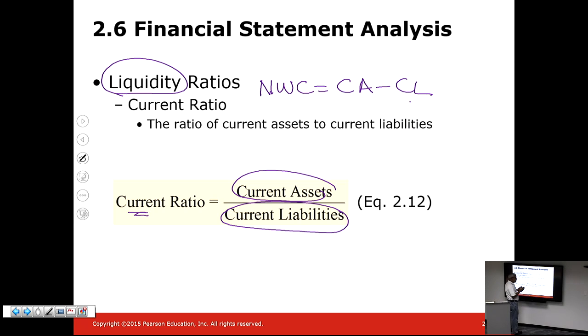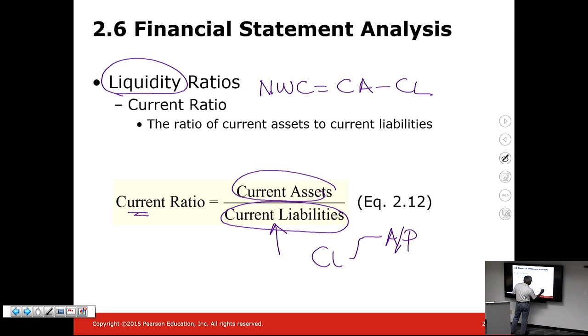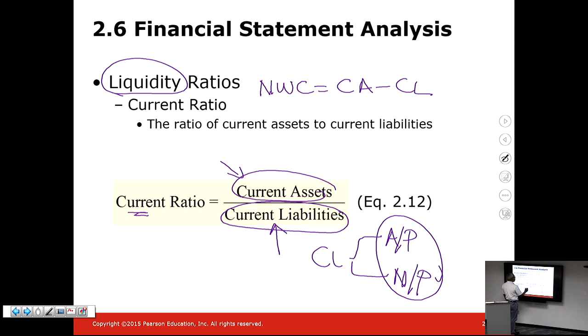Essentially it is telling us, do I have enough cash, enough liquidity on hand to service my short-term liabilities? Because what is current liability? Current liability generally is accounts payable and notes payable. These are the items that the company owes in 1 year or less. Does the company have enough liquidity on the top to service what it owes in 1 year or less?